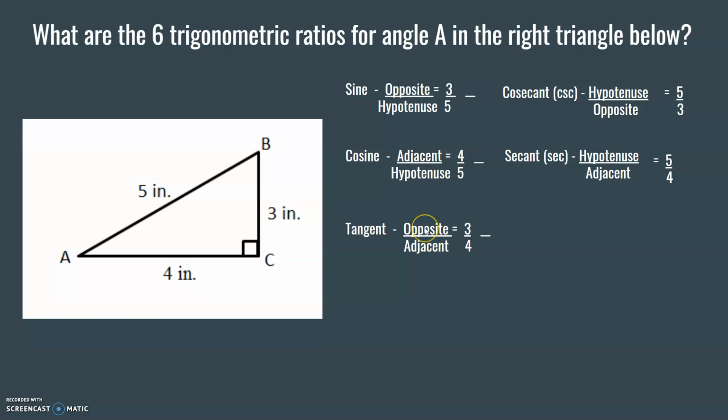Tangent's reciprocal trig ratio is cotangent, which is equal to adjacent over opposite, which is the reciprocal of 3 over 4, and that equals 4 over 3.